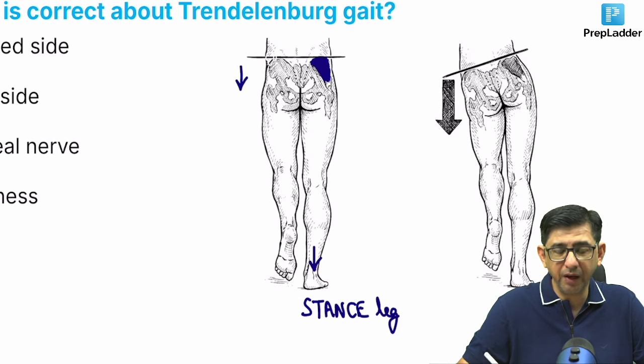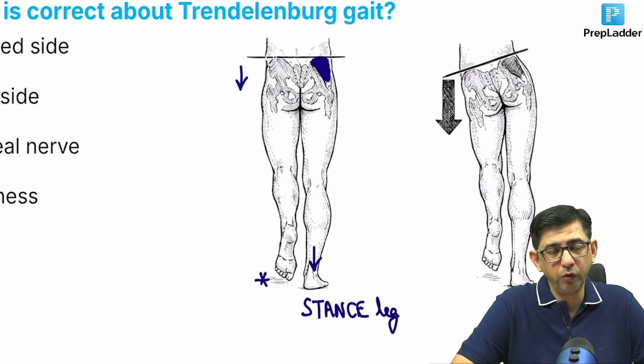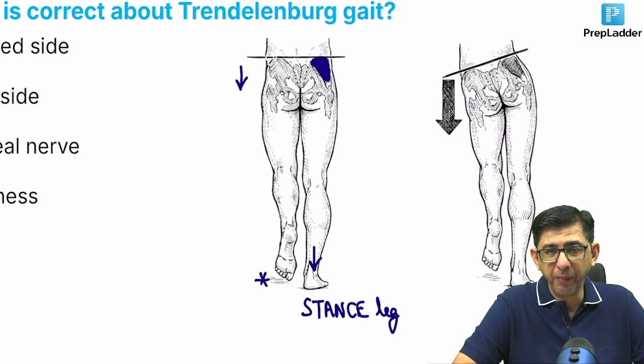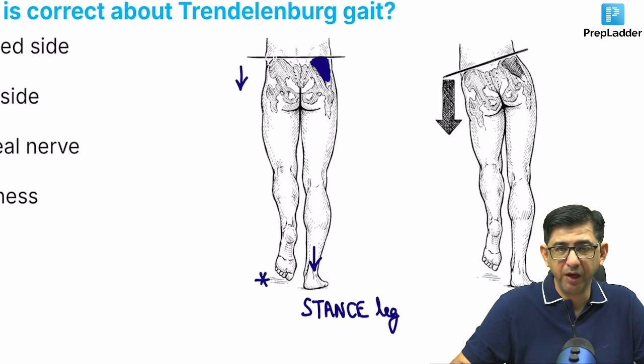You can see that I have asked my patient to raise the foot off the ground where I'm putting the star mark. The patient is raising the foot off the ground, so all the weight of the body is falling on the stance leg. Now, to prevent the fall of the pelvis on this particular side, the muscles of the opposite side where I've done the blue marking will be contracting. The names of the muscles are gluteus medius and minimus.